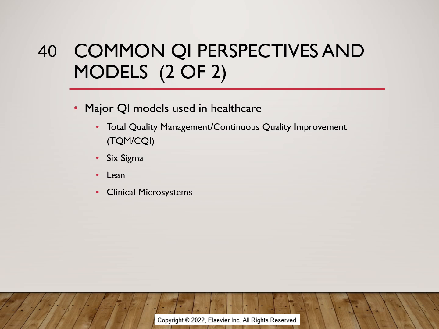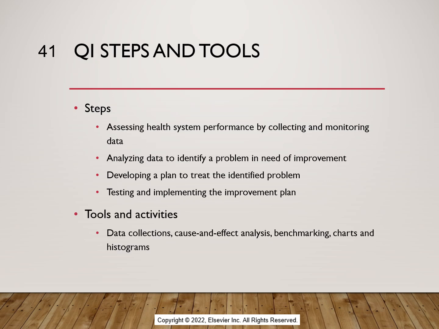There are several QI models. I am most familiar with Six Sigma and Lean. I have used total quality management. They all have similarities, and your particular hospital or institution probably uses one of them. I am not at all familiar with clinical microsystems, but again, your textbook does a nice job with a broad overview of that model. Regardless, there are several steps and tools. They're all similar.